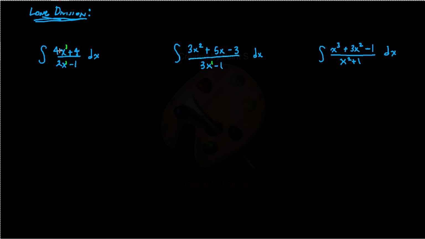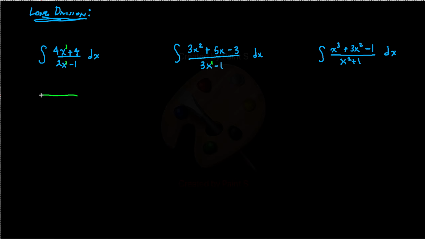The power on the bottom here is 1, the power on the top is 1; the power on the bottom here is 1, the power on the top is 2; the power on the bottom is 2, the power on the top is 3, and so forth. This will only work if the power on the bottom is of lower degree. So now I have it where it's of lower degree.